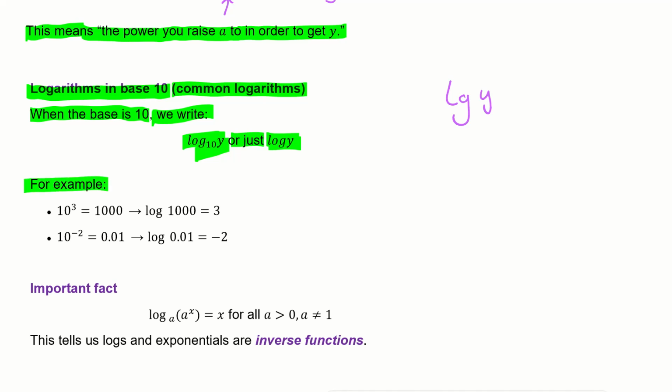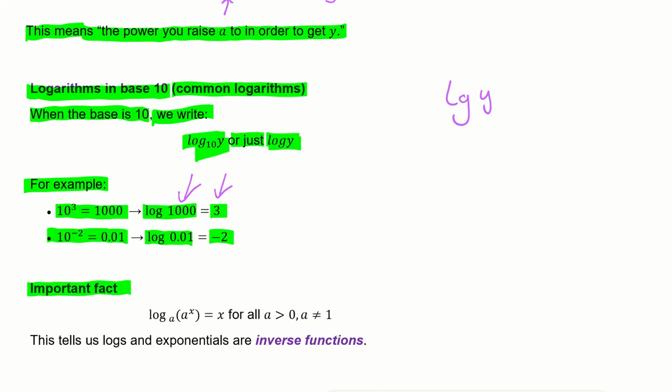For example, 10 cubed is 1,000 means log of 1,000 is equal to 3. We know 10 cubed is 1,000, it's telling us 3 is the power we need to raise 10 to in order to get 1,000. In the same way, 10 to the negative 2 is 0.01, and log of 0.01 is negative 2.